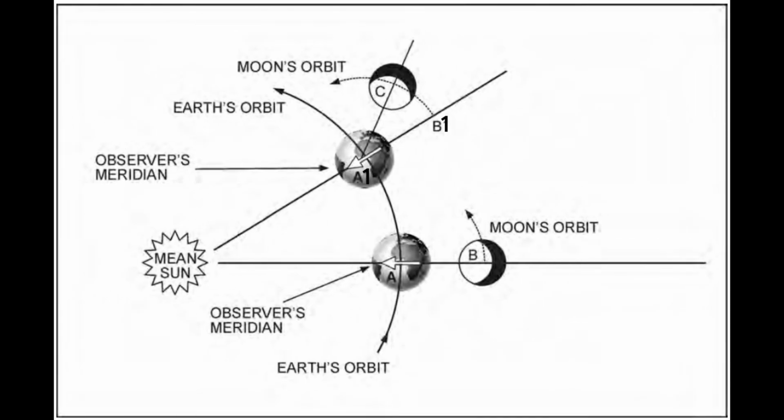In the diagram, A1 is a measure of the mean solar day, but while the Earth has moved from A to A1, the moon has reached C, and so the Earth will have to turn through a further angle approximately equal to B1, A1, C, before it is on the observer's meridian again. The time taken to turn the extra angle B1, A1, C averages 50 minutes.